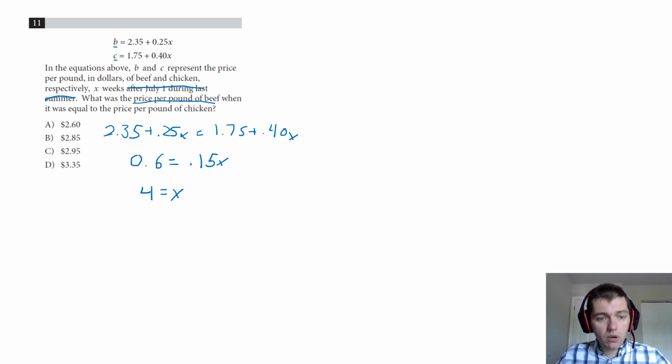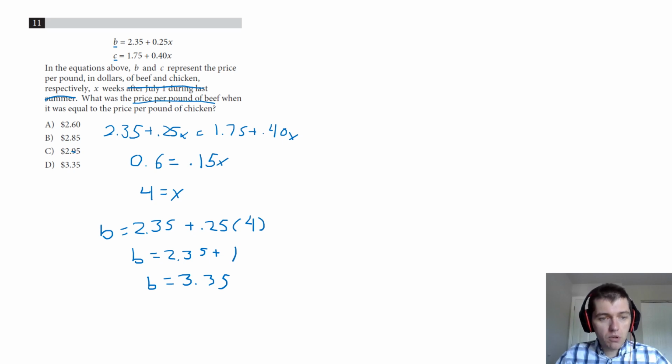So we can go back to our equation and say B equals 2.35 plus 0.25 times it happened at week 4. That means that B is equal to 2.35 plus 1. That means that B is equal to 3.35. And we see we have that available. Correct answer is D.